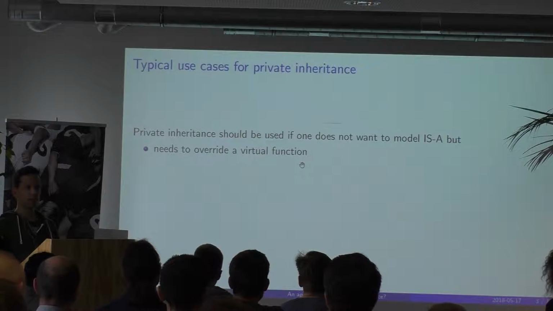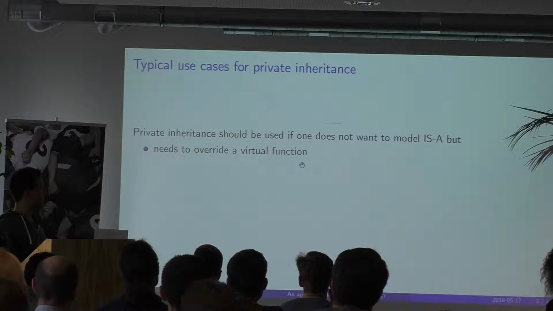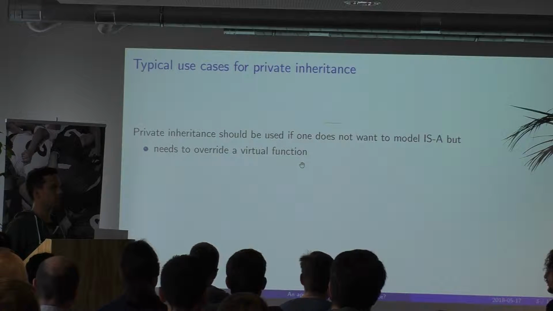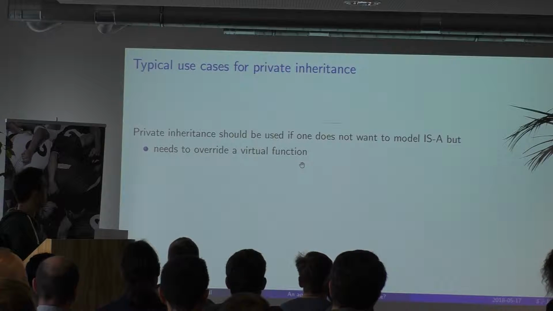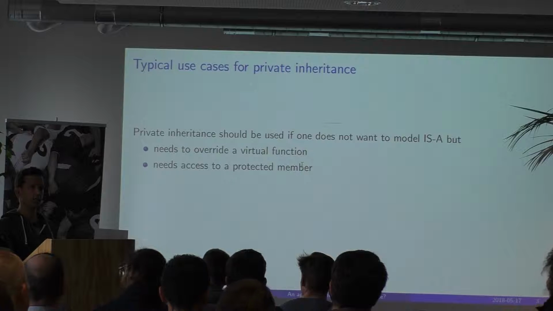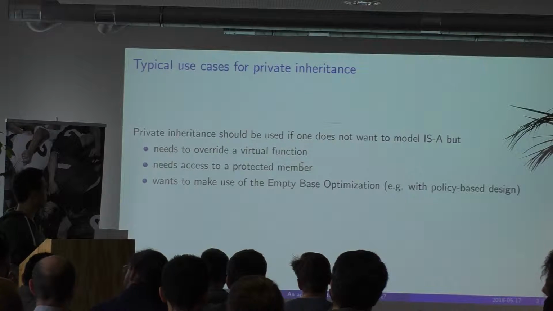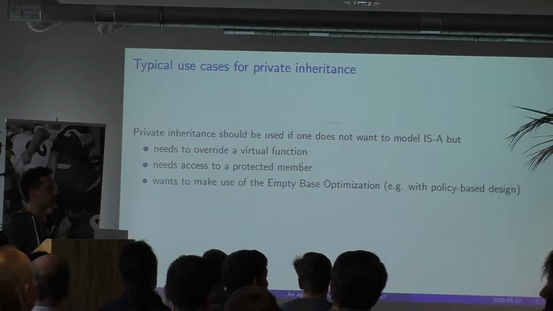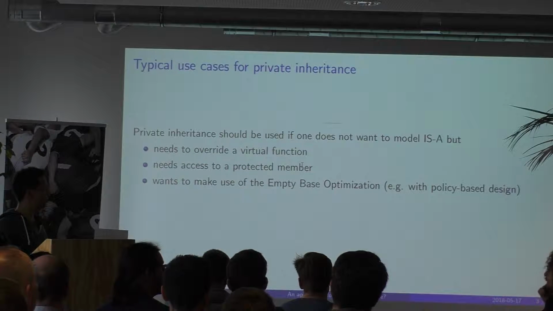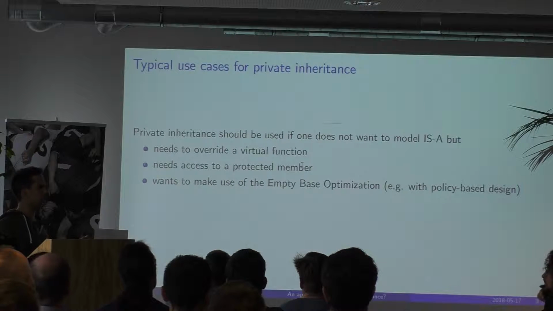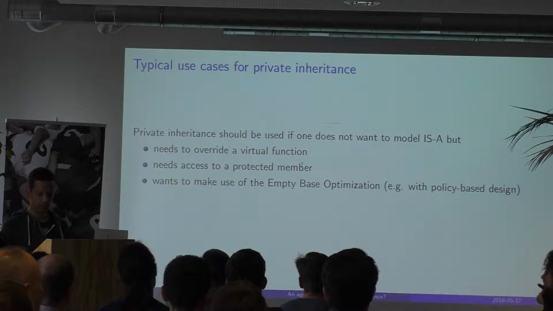There are some exceptions, however. That's always the case if you don't want to model is-a, because in case of is-a, you would use public inheritance. But maybe you need to override a virtual function. Maybe you want to access a private member, or you want to use the empty base optimization. There are some more cases, but those are some of them. Maybe you could argue that in these cases there's some flaw in your design. Maybe you need to do it like that, but those are the typical use cases.